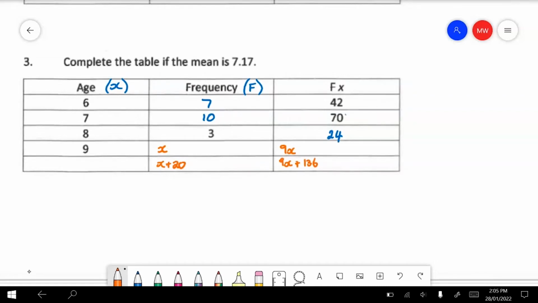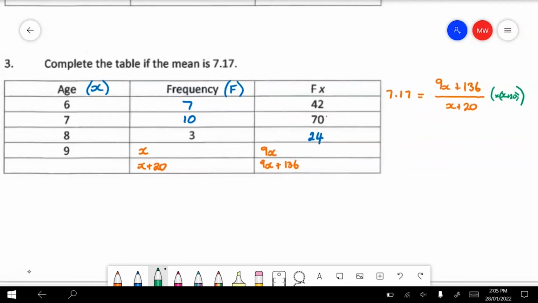Now that I know my fx total divided by my frequency total gives me the average, I'll put that down in writing. If the average is 7.17 and I take the fx total of 9x plus 136 and divide that by the frequency total, which is x plus 20, I should now be able to switch off from the frequency distribution table and just solve this using algebra. So I will multiply both sides by x plus 20. Just to give myself a little bit more room there.